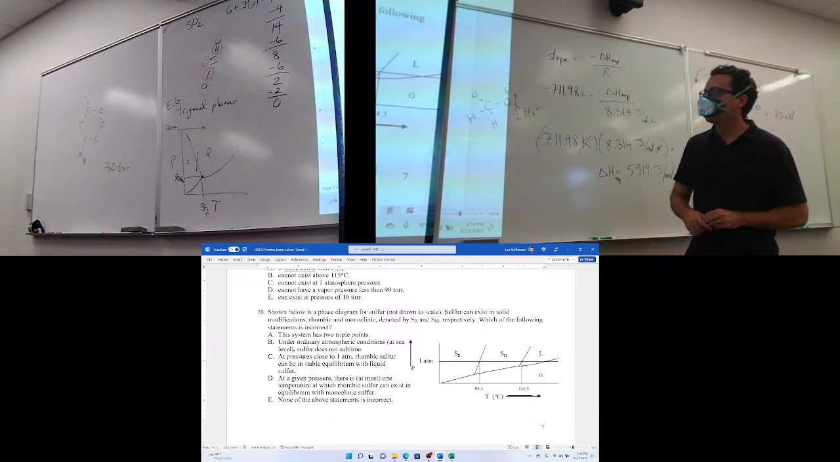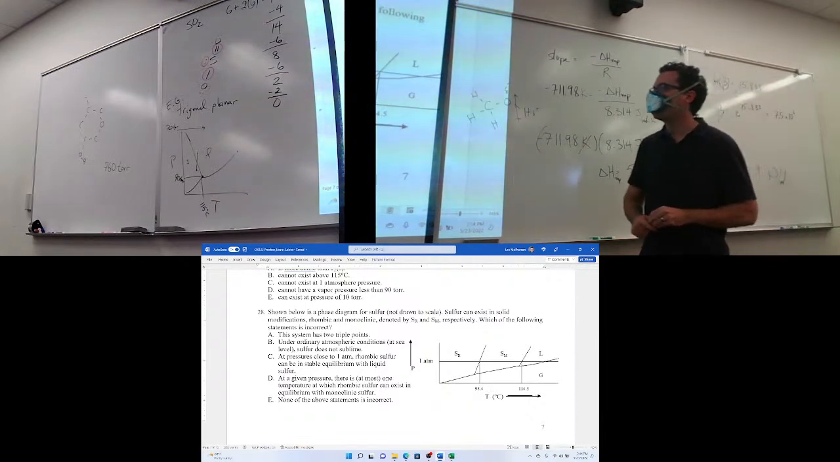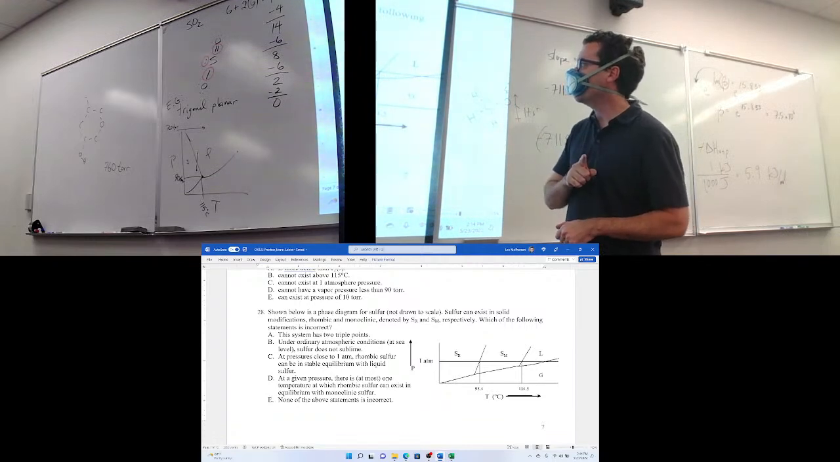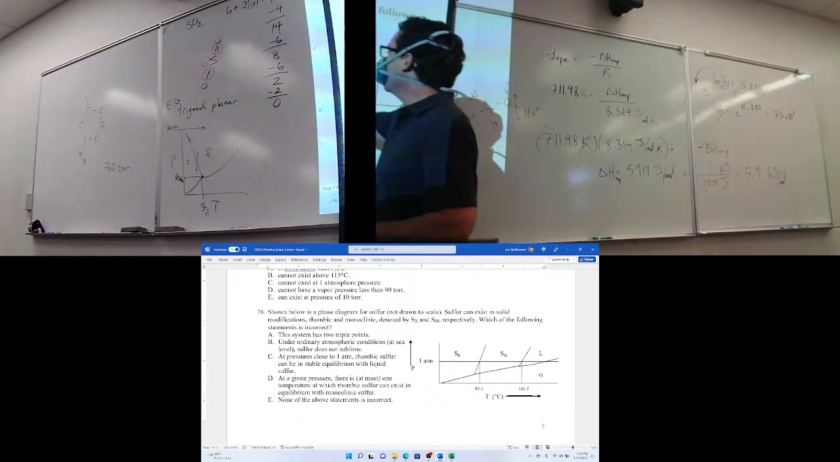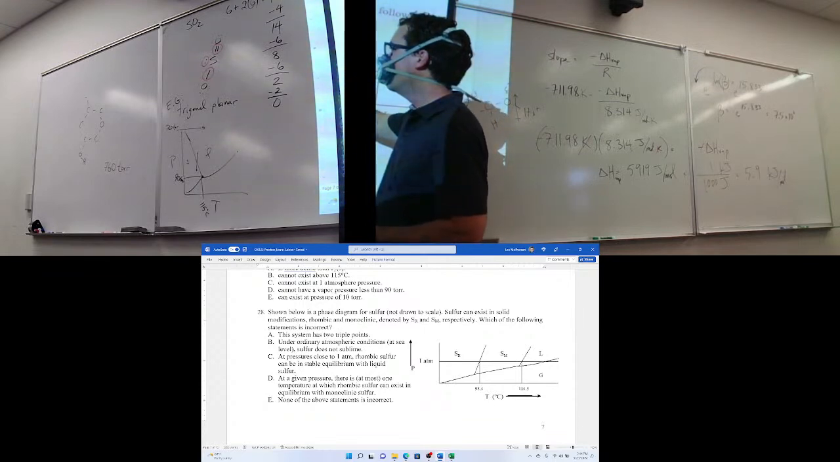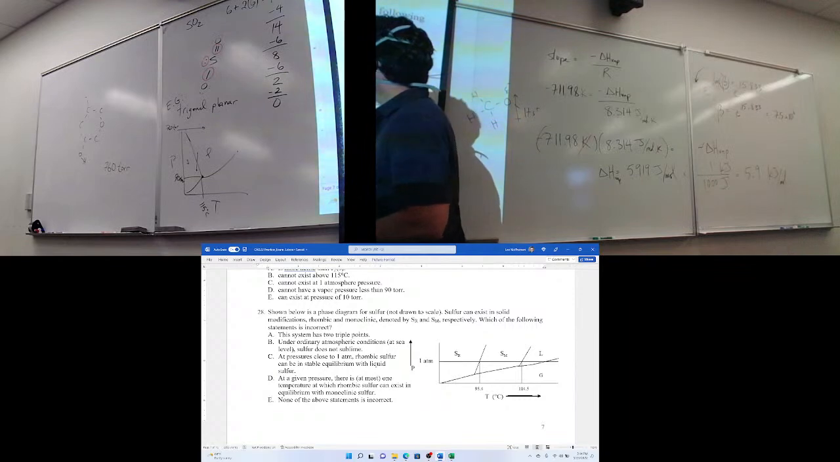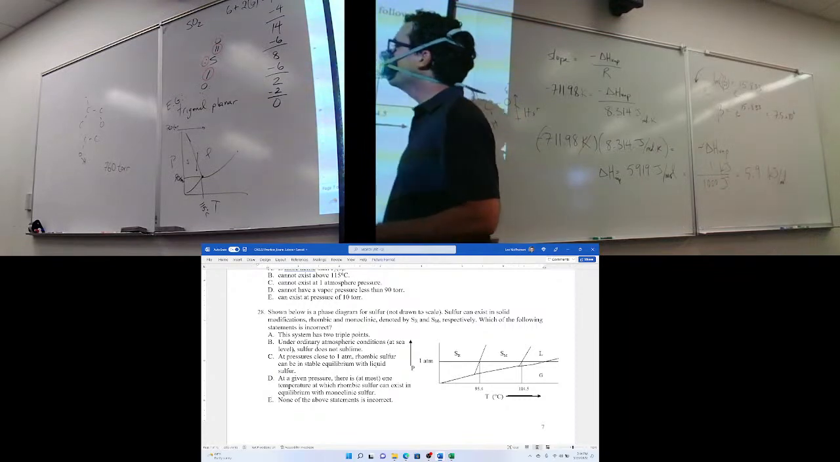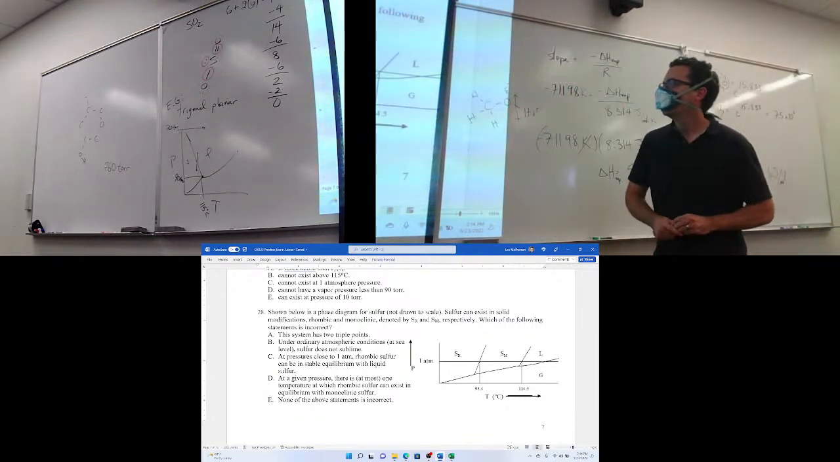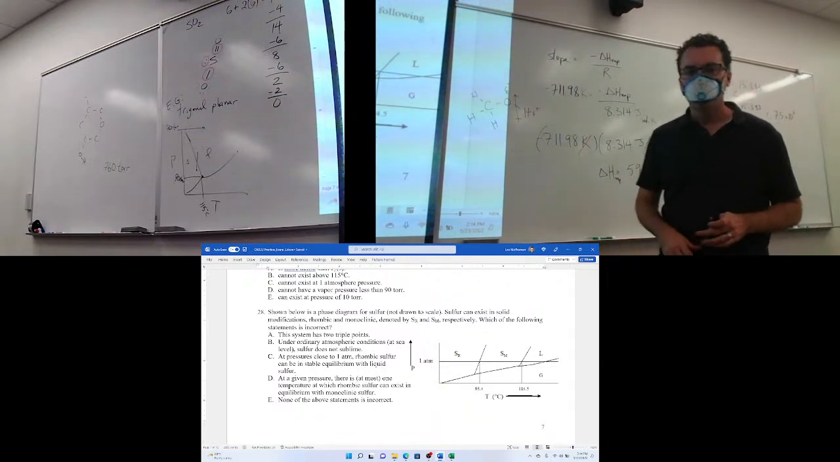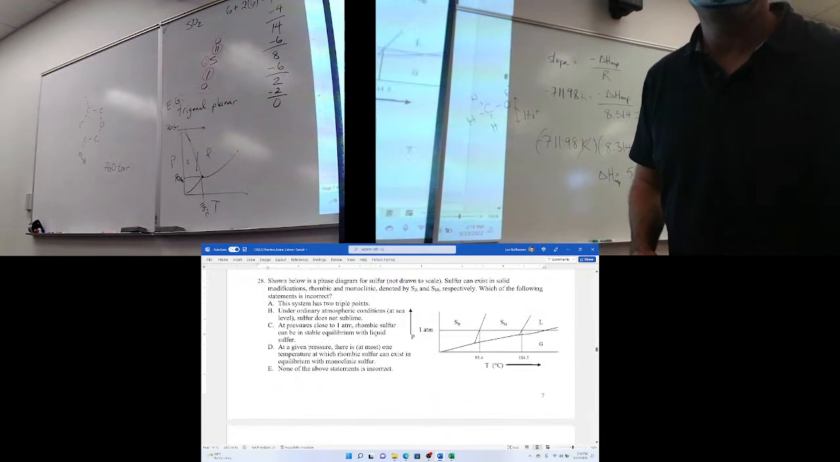D, at a given pressure, there is at least one temperature at which rhombic sulfur can exist in equilibrium with monoclinic sulfur. So at a given pressure, there is at most one. Yeah. So this is in equilibrium with each other here, here, here. Nothing here, but anywhere on this line, they're in equilibrium. So yeah, it was C. C is incorrect.